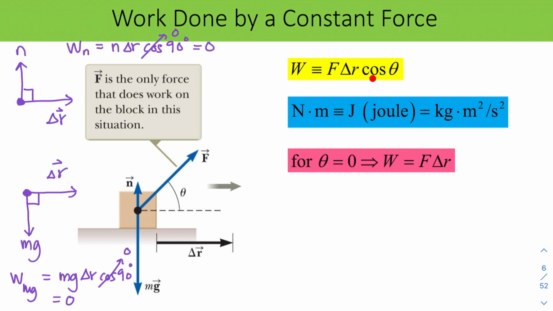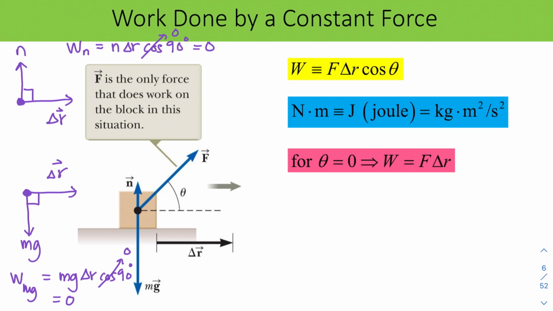And the unit of the work done here is Newton dot meter, or as it is also known, the joule. This is an SI unit, okay? What does joule mean? This is equivalent to Newton dot meter. And it can also be written in terms of kilogram dot meter squared per second squared.